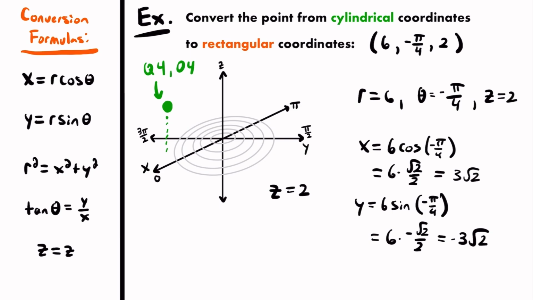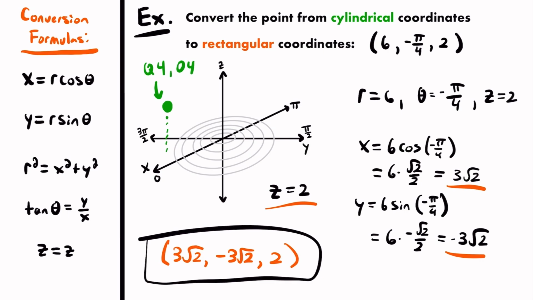Now let's put them together. We have x equals 3 square roots of 2, y equals negative 3 square roots of 2, and z equals 2. So we'll have 3 square roots of 2, negative 3 square roots of 2, 2. So that's my final answer here. Let's just make sure it makes sense though.